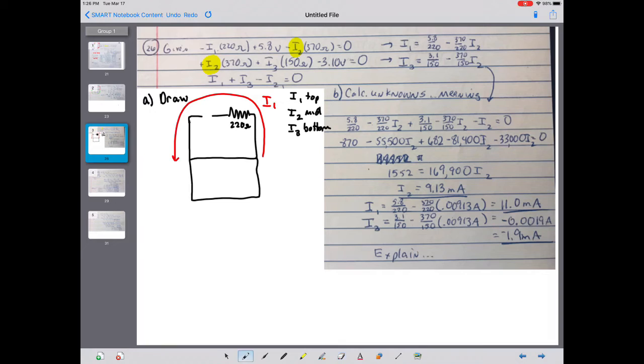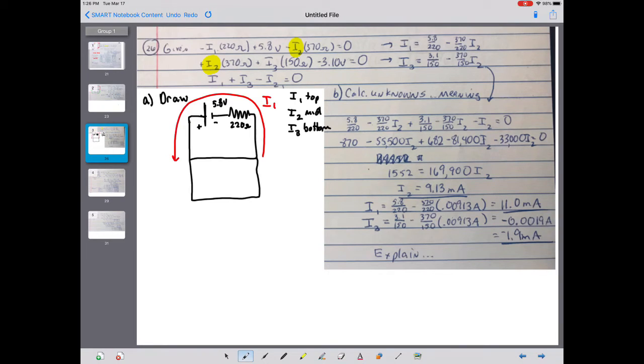So I'm going to make another little spot here, and I'm going to put a battery in here so that I'm facing to get a positive. So if I go from the right side to the left, the 220 would be a negative IR, and negative terminal to positive terminal, that would be a positive 5.8.